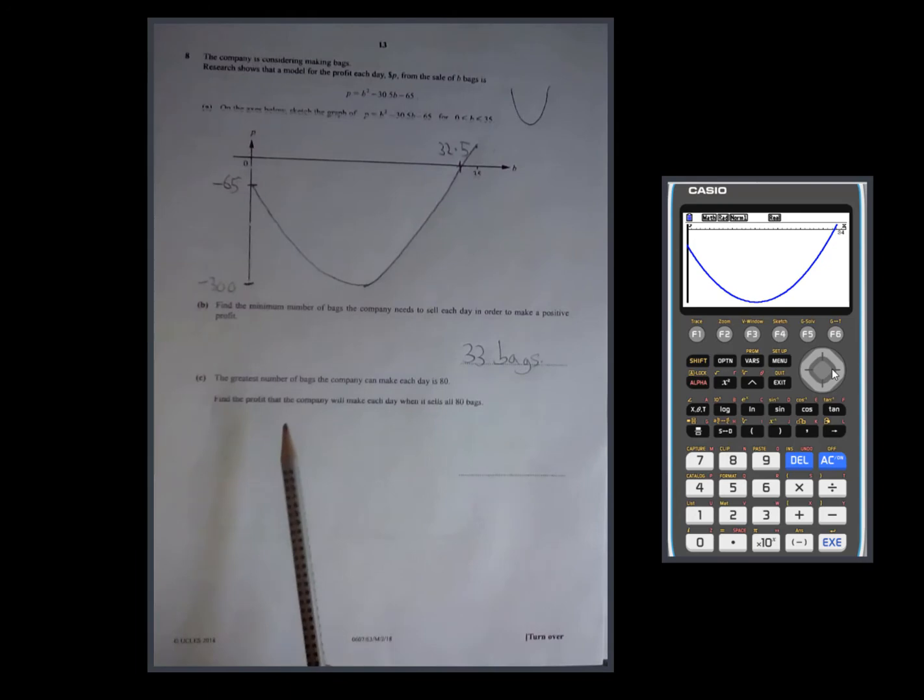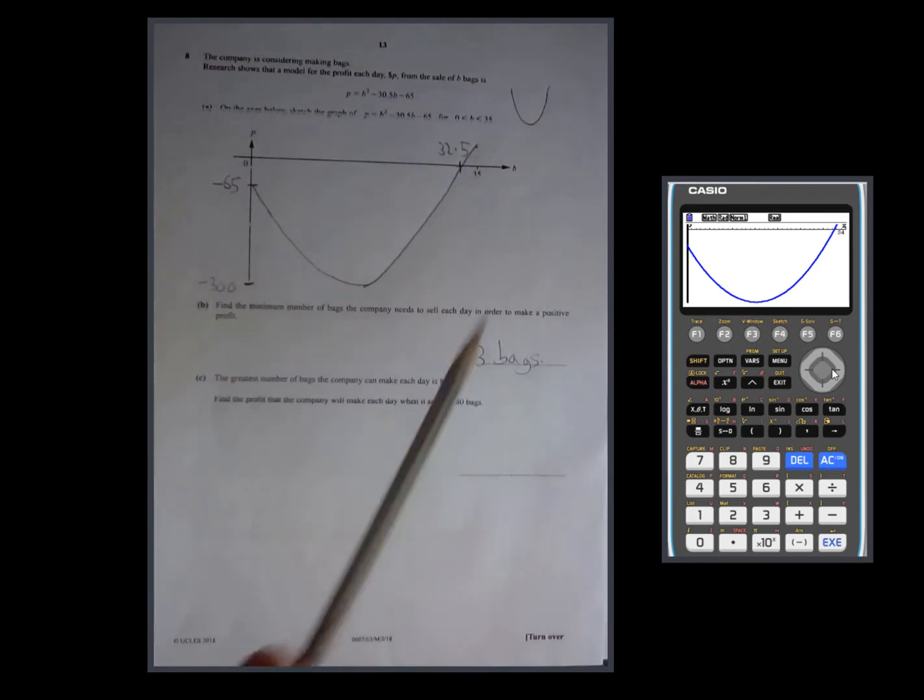Right, the greatest number of bags the company can make is 80. Find the profit that the company will make each day when it sells all 80 bags. So 80 is obviously not on this graph, but it doesn't really matter. We have an equation for profit. Now you could continue the graph, and by that I mean on the calculator, change the view window. The disadvantage is you wouldn't necessarily get a chance to show any working with that, and you do get communication marks on this. So when somebody's marked all your actual answers, then they look back through and look for evidence of good working and good mathematical communication, or sometimes it's written communication when you're about to explain things.